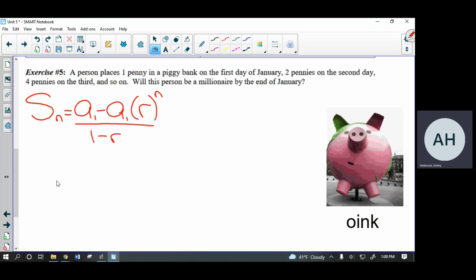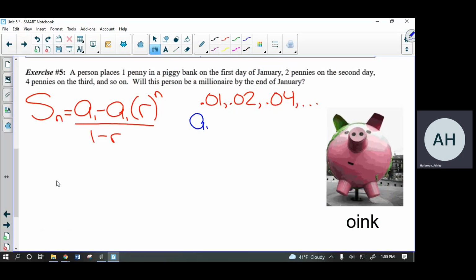Now my sequence on the first day started with 1 penny. On the second day, which means it's the second term, it was 2 pennies. On the third day, it was 4 pennies. And so on. You don't have to write out the sequence, but I highly recommend you guys, if you have a word problem, write it out as a sequence. It makes the other pieces kind of fall into place a little bit better. So these are the things I need.